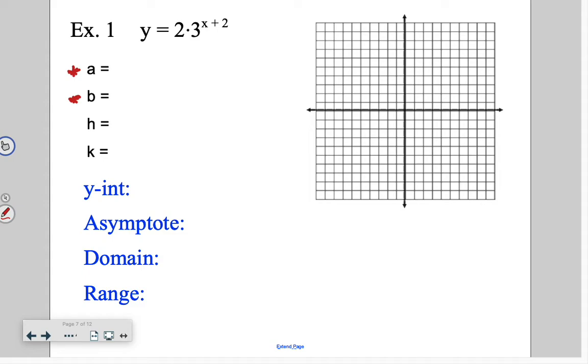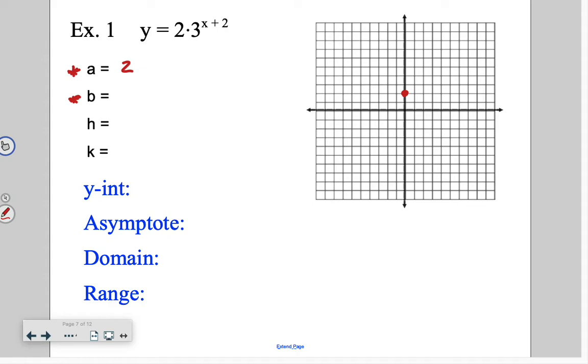All right. First question, what's the value of A? 2. Which means, we said that's our initial value, that's our starting point, that's normally our y-intercept. Don't necessarily put it on the graph because we're going to move it. But I want you to understand what we're starting with.